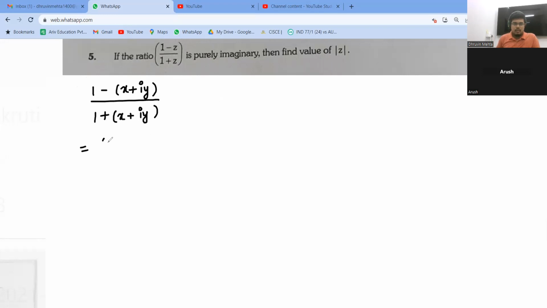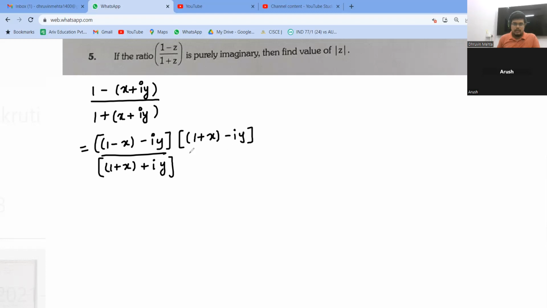So now we have 1 minus x minus iy, and this is 1 plus x plus iy. And we will multiply and divide by the conjugate. So we have 1 plus x minus iy, and this will be 1 plus x minus iy. Are you following this? Yes. So now we have to multiply completely.